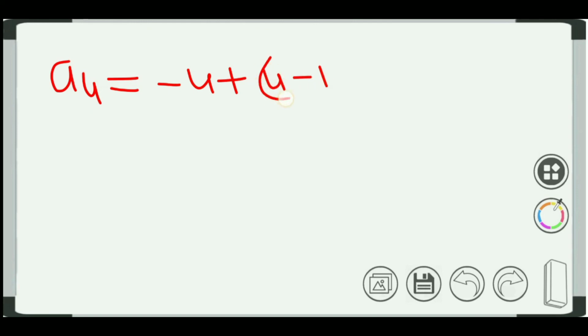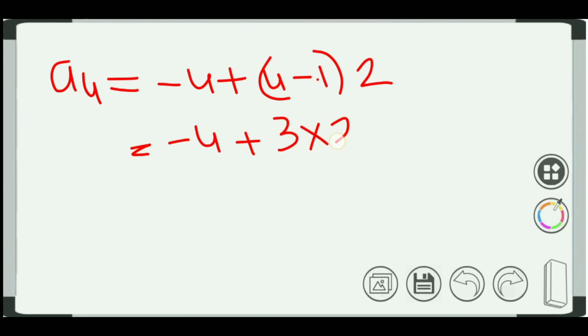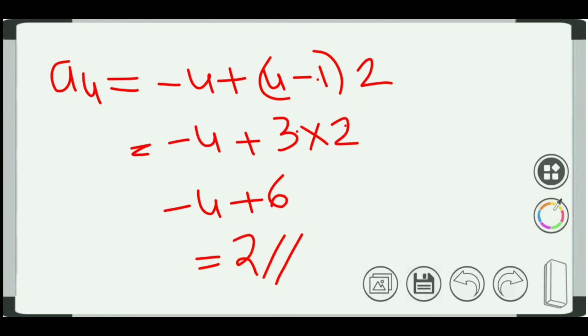Fourth one, A4. Minus 4 plus n will be 4. 4 minus 1 into d is what? 2. Minus 4 plus 4 minus 1, 3. 3 into 2. Minus 4 plus 3 into 2, 6. 6 minus 4 is 2. So the fourth term is 2.